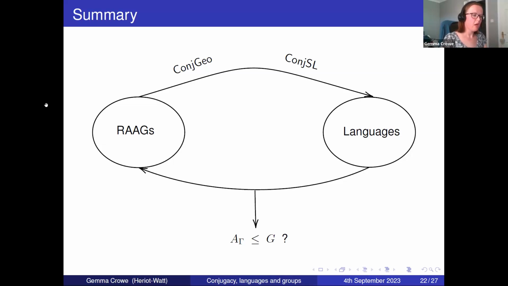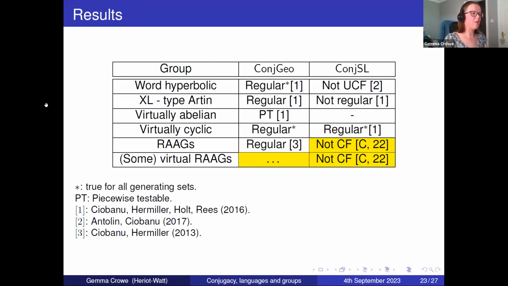So to highlight a few results, most of which are not mine, this gives you some examples of some other groups, and in particular a lot of geometric properties as well, and other virtual groups, because I was looking at virtual RAGs. So the results that were mine: I managed to show that ConjSL for RAGs, and in a lot of cases of these virtual RAGs, is not context-free. So yeah, quite bad. Often ConjSL is either not regular or not context-free.